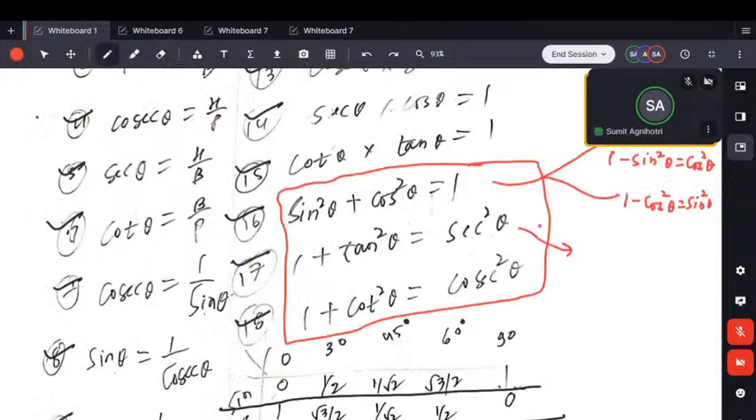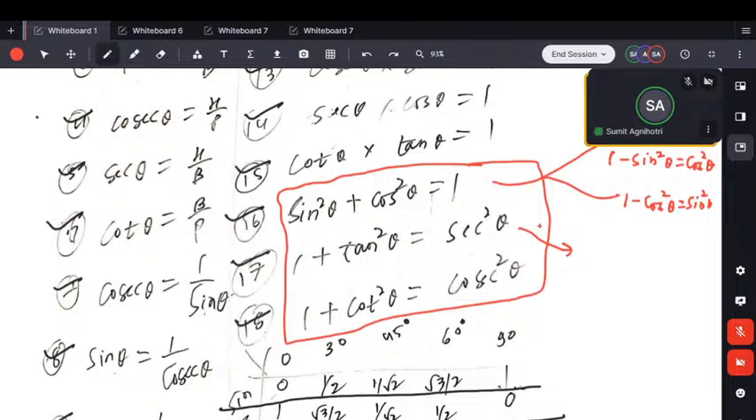1 plus tan square theta is sec square theta. That also means sec square theta minus 1 is tan square theta. And that also means sec square theta minus tan square theta is 1. Whenever needed, we will apply these identities as well.